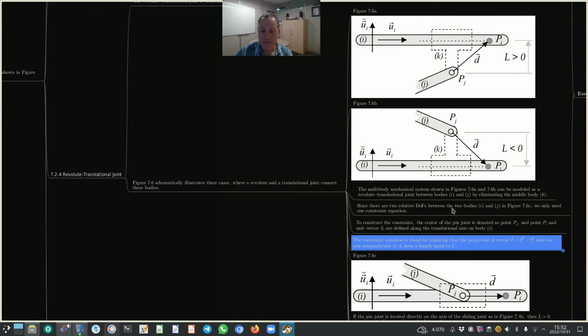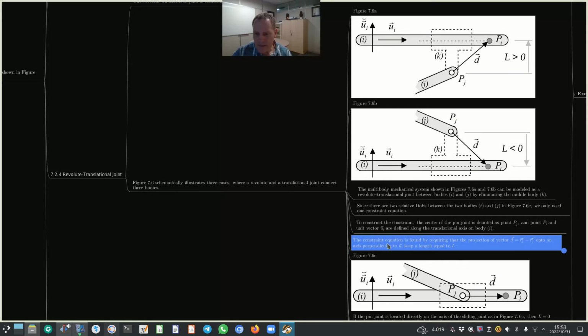Alright, so bear with me for a little bit. Let me repeat what I just said. So we are now talking about the constraint equation. From the constraint equation, we'll get to the Jacobian matrix as well as the right hand side of the acceleration equations.